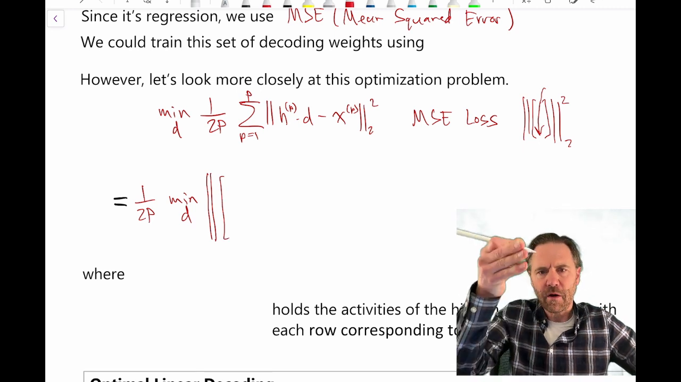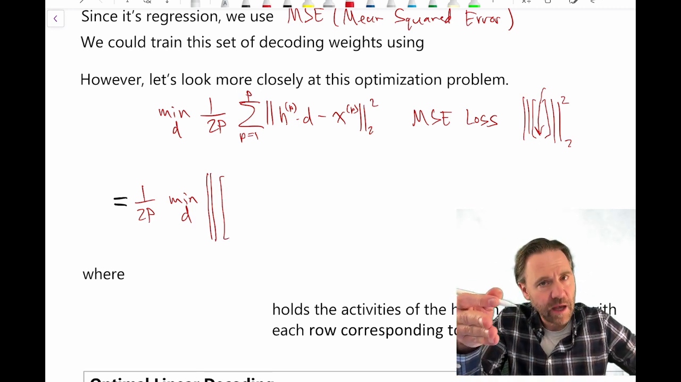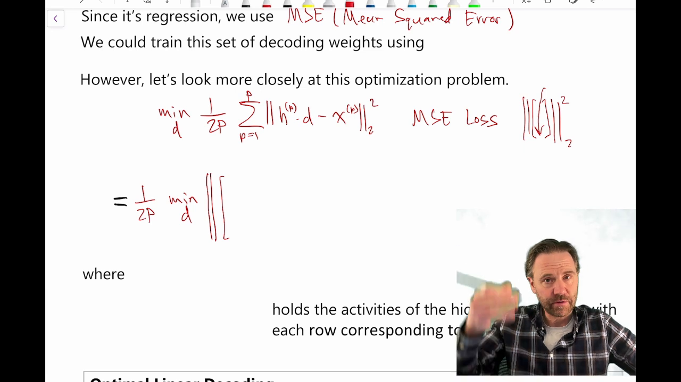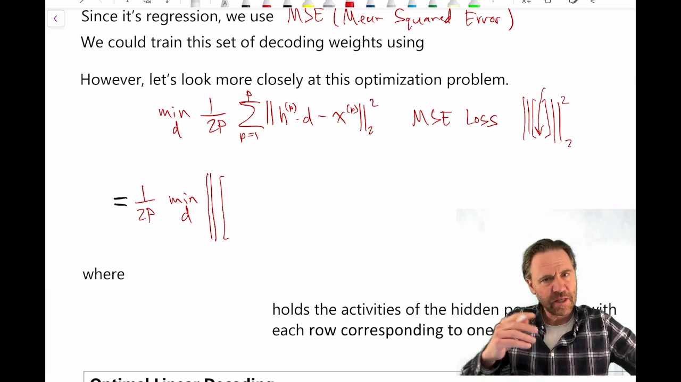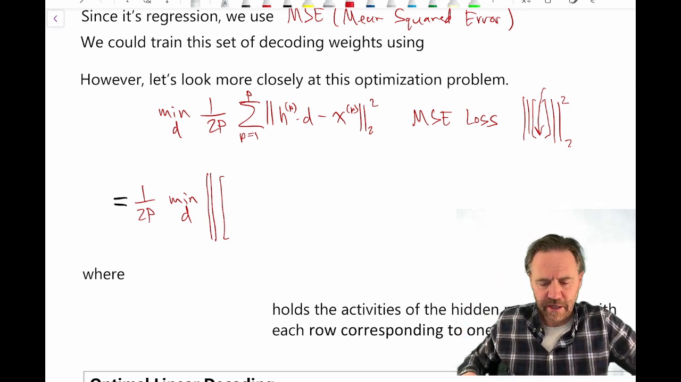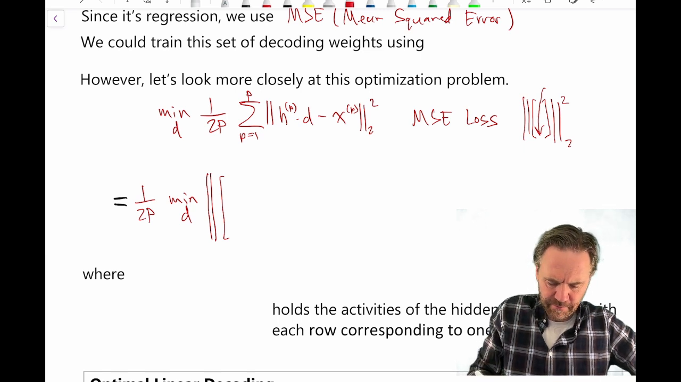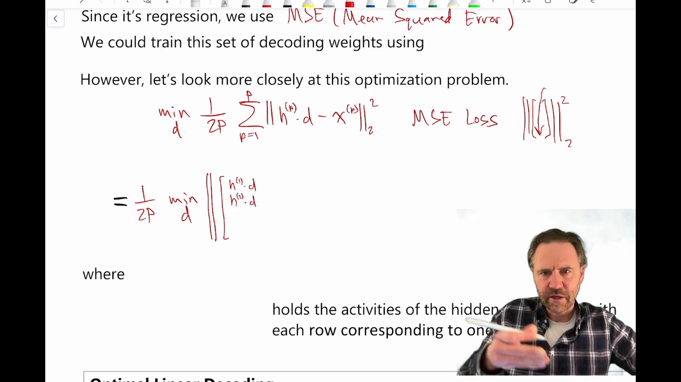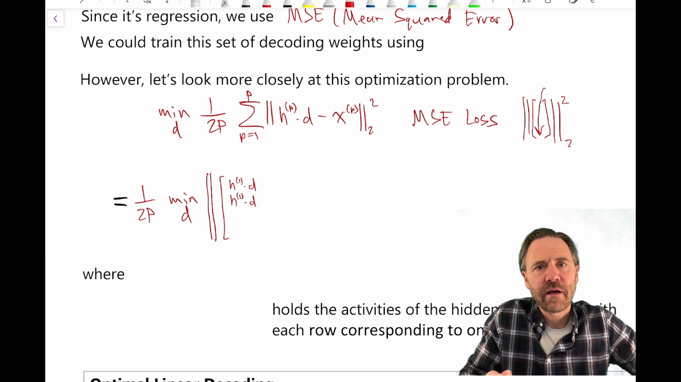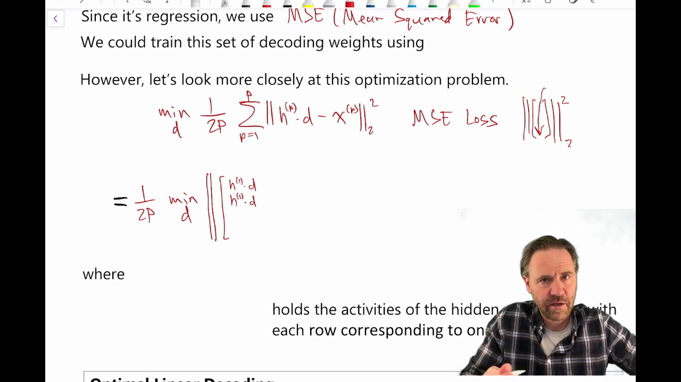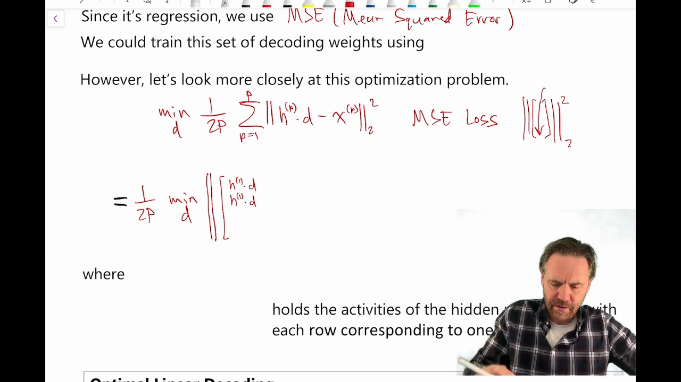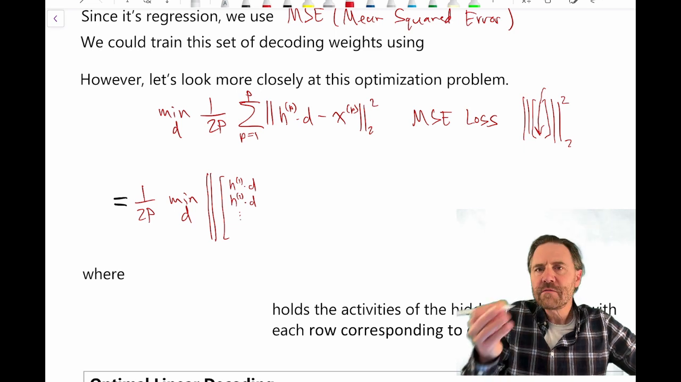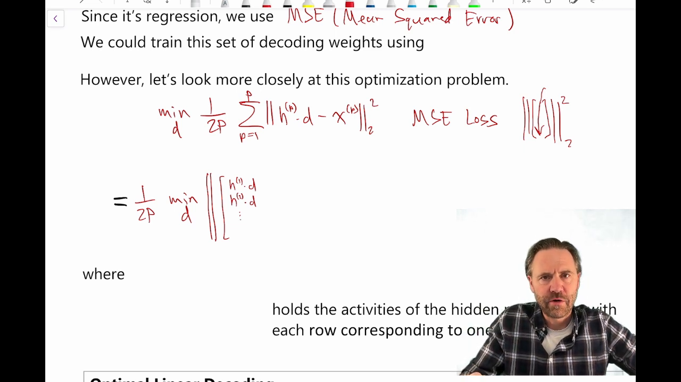So putting all capital P elements into the same formula, into a vector, just piling them up vertically, it's like V stack, vertical stacking. We have h1 dotted with d, h2, so this is the second sample, dotted with d. Now these h's are the activities in the hidden node, in the hidden layer, right? So we're multiplying all these hidden layer activities by the decoding weights.